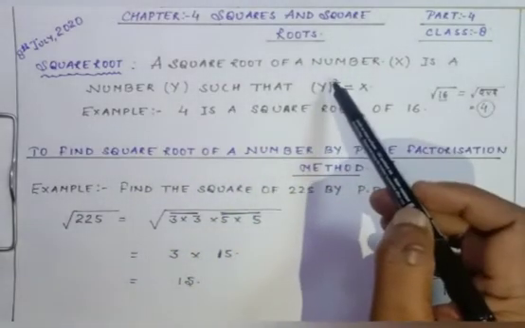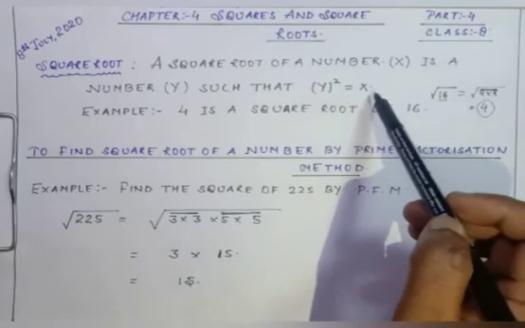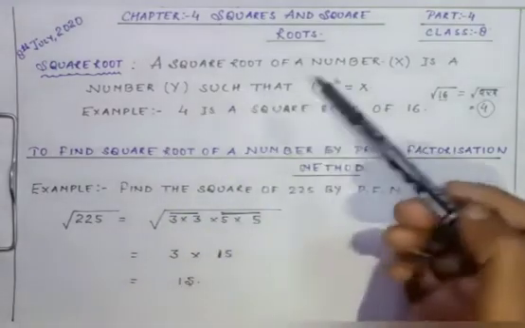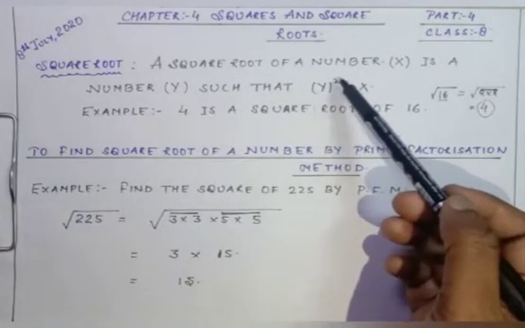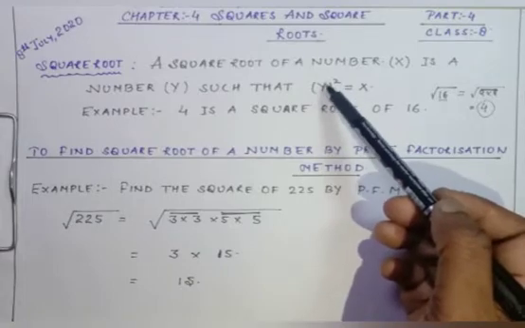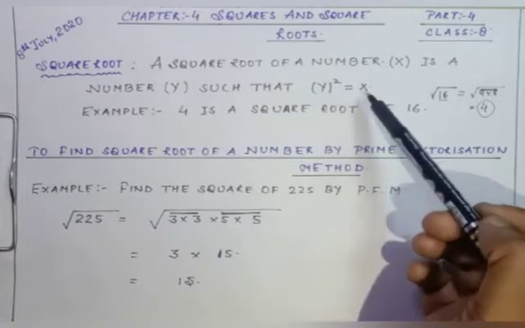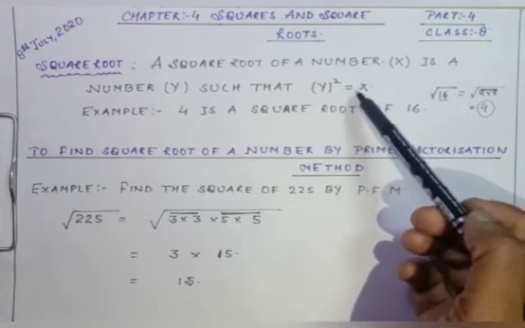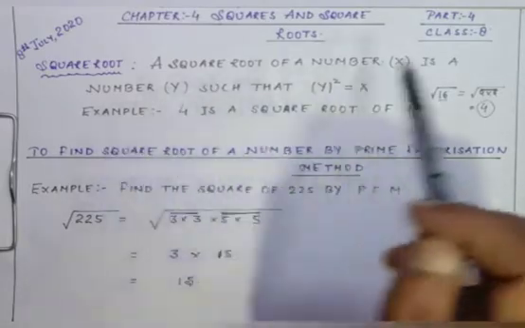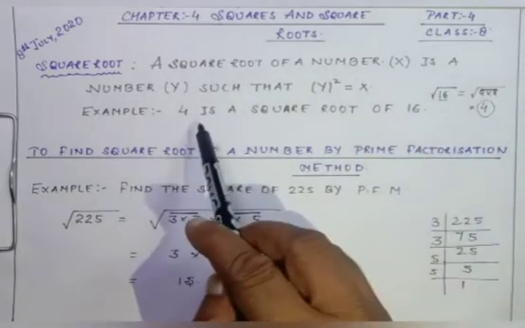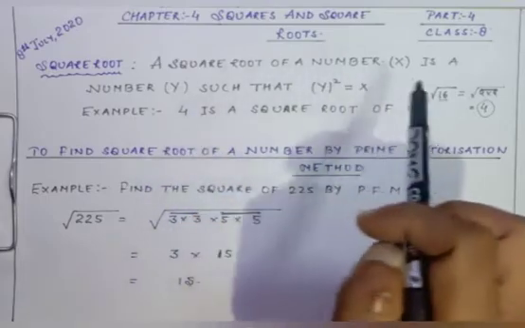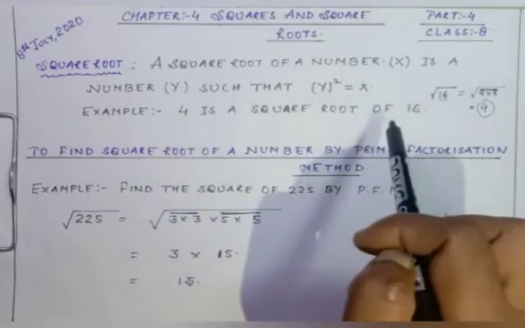Over here there is a condition that y square is equal to x. If I am going to find out the square root, 4 into 4, the square of 4, it will be 16. So if I have to find out the square root of 16, it will be 4. Let us see how we are going to find out the square root of 16.